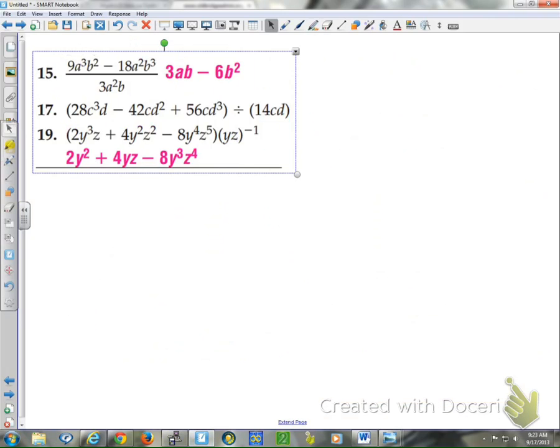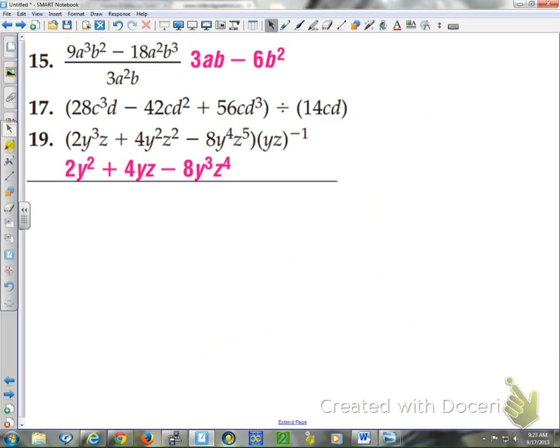Here it goes. All right, so let's just talk about 15. It's just like the one we just did. 9 divided by 3 is 3. 3 a's divided by 2 a's is 1a. 2 b's divided by 1b is 1b. Minus 18 divided by 3 is 6. The 2 a's cancel. 3 b's divided by 1b is 2 b's. Questions about 15? Okay, so if it's just like A and A, then it just cancels out. Yes, if they have the same power, they just cancel.